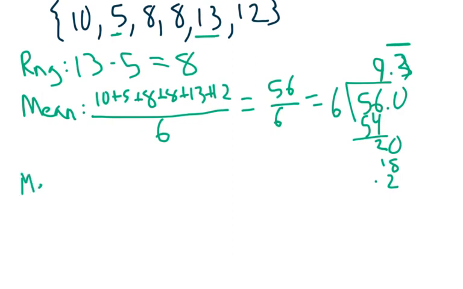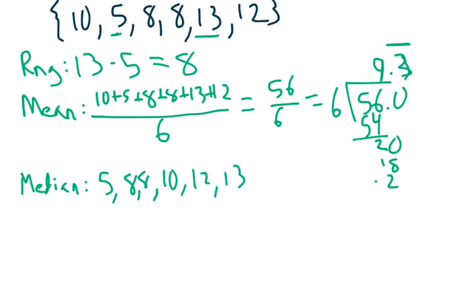Now, for the median, and there's a reason why I have a set of 6 here, I want to make a point. Again, we have to arrange it from largest to smallest or smallest to largest, and I'm going to go that way. So 5, 8, 8, whoops, forgot the comma there. 10, 12, 13. Now, here's the catch with this one. It has 6 data points. So there's not really a middle.